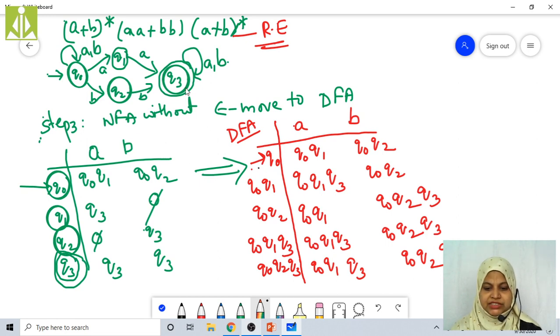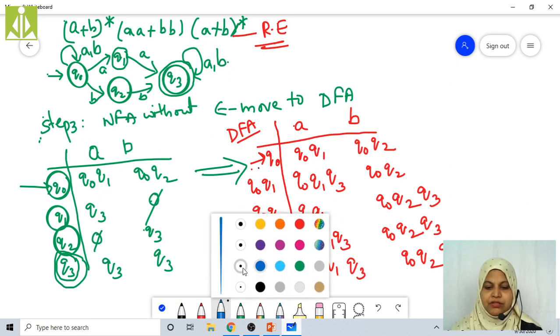Wherever Q3 is present, that particular state becomes a final state. So Q0, Q1, Q3 is one final state, and Q0, Q2, Q3 is the other final state. In these two cases we have the final states, because they contain Q3. Now I have to draw the transition diagram for this.